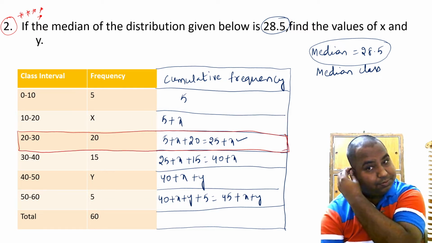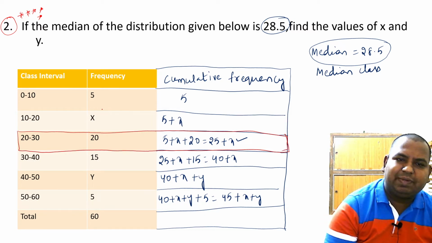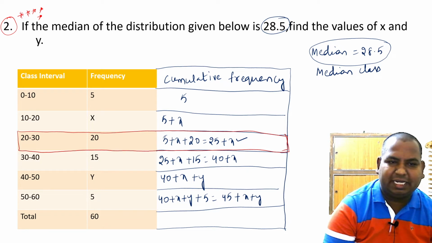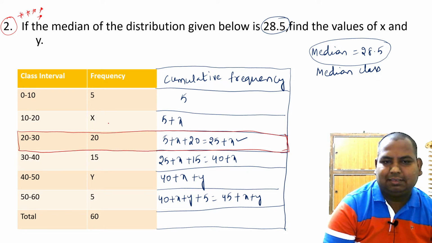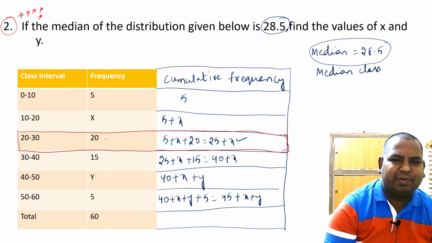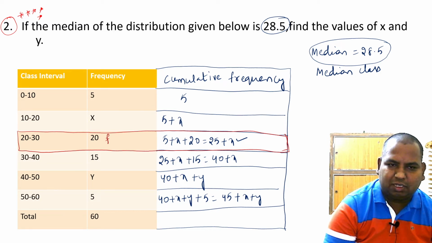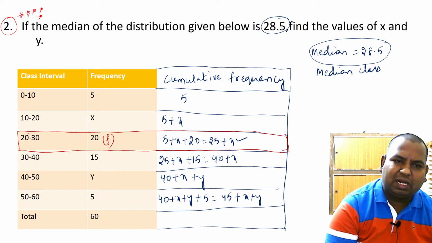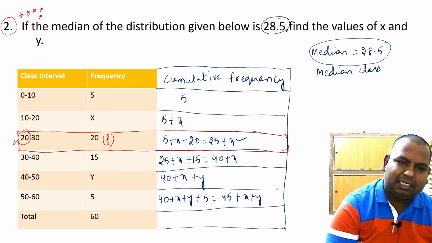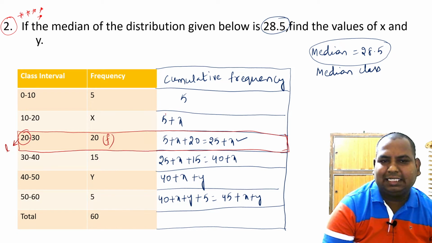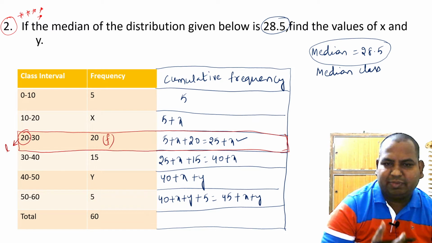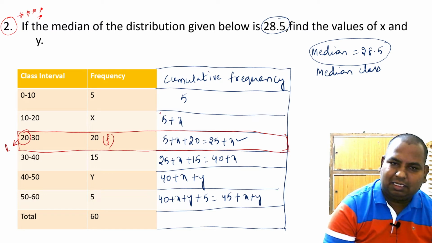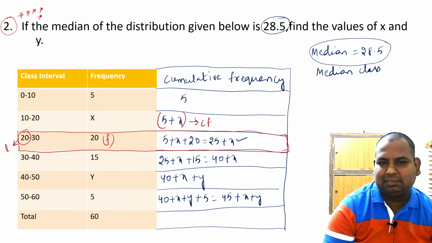This is the median class. What is the frequency of the median class? That is 20, so f is 20. Next, the lower limit of the median class is 20, so L is 20. Next, the cumulative frequency of the class interval preceding the median class, that is before the median class, CF is 5 plus 6.